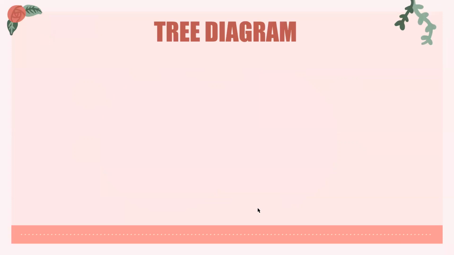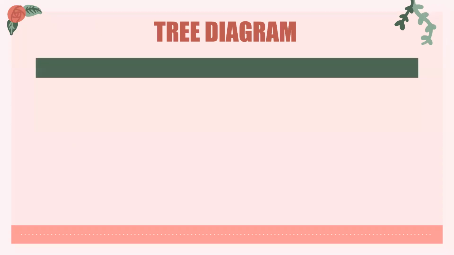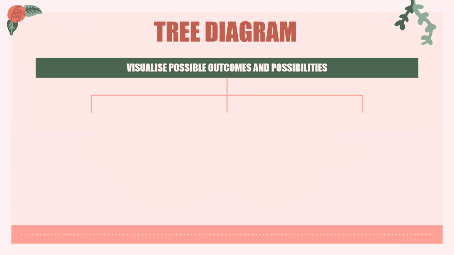Now let us move on to another type of graphic organizer, the most common type of graphic organizer, that is a tree diagram. The tree diagram is used in order to visualize possible outcomes and possibilities, or it could be used to show the hierarchy. So here the tree diagram can be shown in this manner.